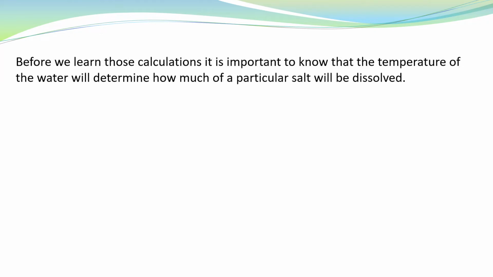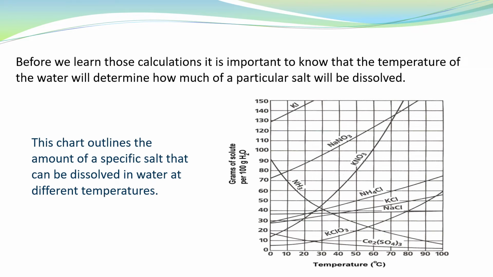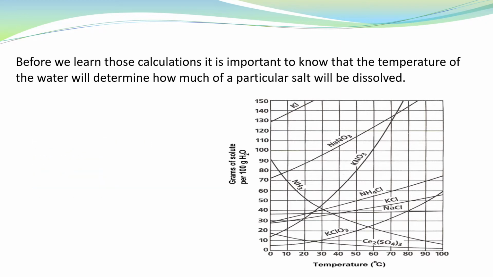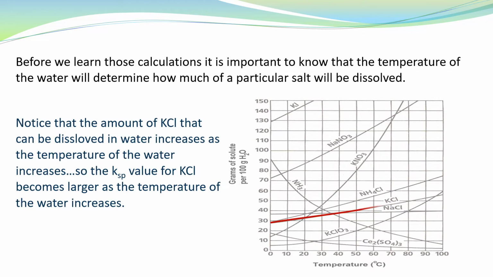Before we learn those calculations, it is important to know that the temperature of the water will determine how much of a particular salt will be dissolved. This chart outlines the amount of a specific salt that can be dissolved in water of different temperatures. Notice that the amount of KCl that can be dissolved in water increases as the temperature of the water increases. So the KSP value for KCl becomes larger as the temperature of the water increases.